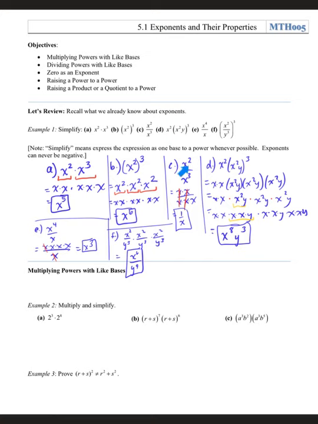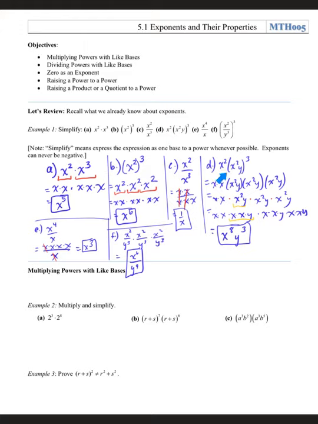Letter C, we have x squared over x cubed. Again, if we expand them out, we get x times x in the numerator, and x times x times x in the denominator, and then we can cancel these factors of 1. So x over x cancels, and another x over x cancels. We're left with 1 x, and it's left in the denominator, so we have to make sure we put a 1 over top of that to show that the x is in the denominator.